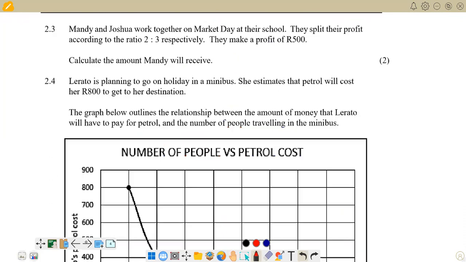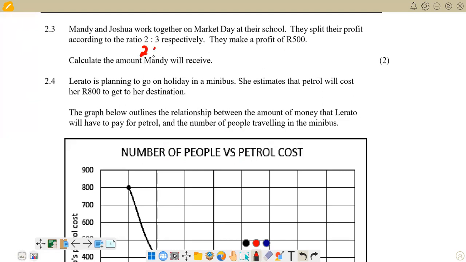So this is the next question, 2.3, and it reads: Mandy and Joshua work together on market day at their school. They split their profit according to the ratio 2:3 respectively. They make a profit of 500 rands. Calculate the amount Mandy will receive. So we are given a ratio. So basically, for the denominator, as usual, we add the allocations of the ratios.